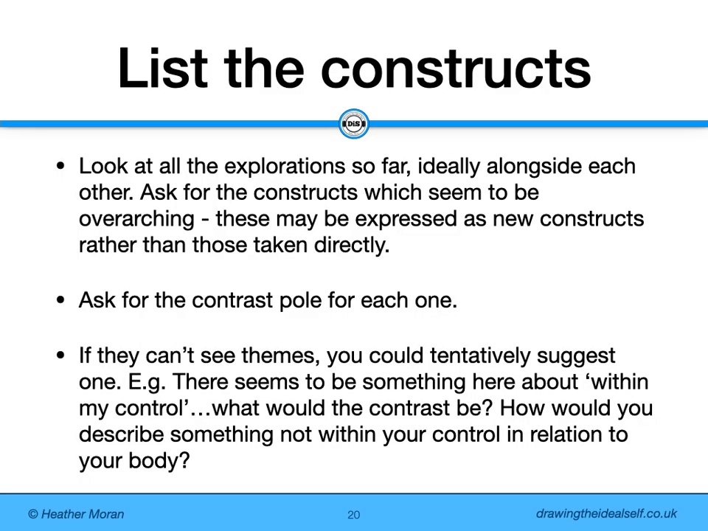Now you're going to make a list of constructs. So look at all the explanations so far, ideally placed on a table or something like that alongside each other. As for the constructs which seem to be overarching, these may be expressed as new constructs rather than as those taken directly. As for the contrast pole for each one, if they can't see themes, you could tentatively suggest one. For example, there seems to be something here about within my control. What would the contrast be? How would you describe something not within your control in relation to your body?